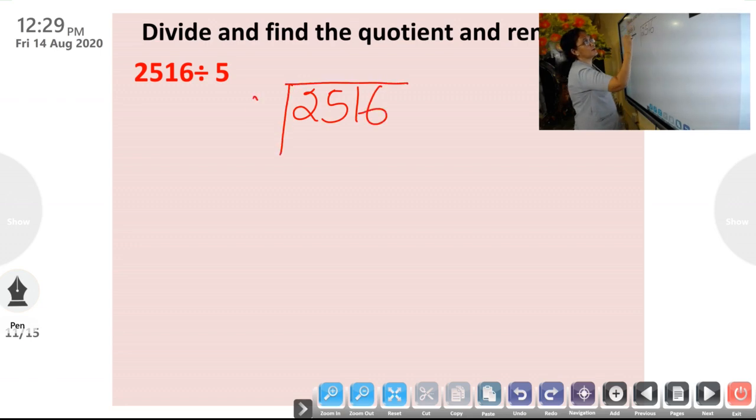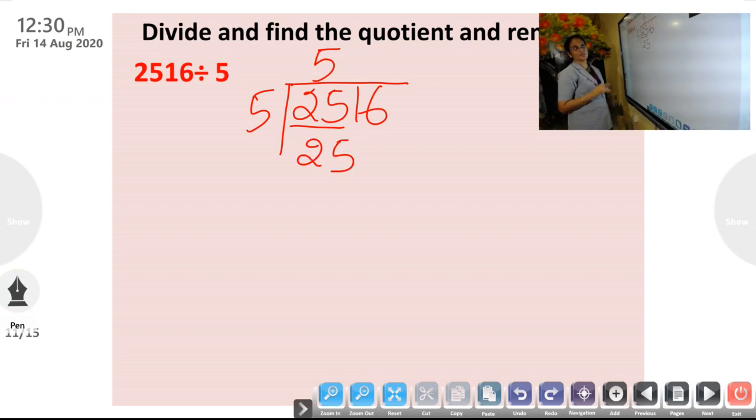2516 divided by 5. Take the first digit from the left, that is 2. Can you divide 2 by 5? No. So what you will do? Take 25 together. Okay. How many 5s are there in 25? Yes. 5 5s are 25. Or 25 divided by 5 is 5. Then subtract. 25 minus 25 is 0. As it is 0, it is not compulsory that you write that 0.